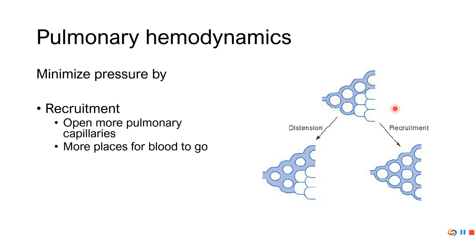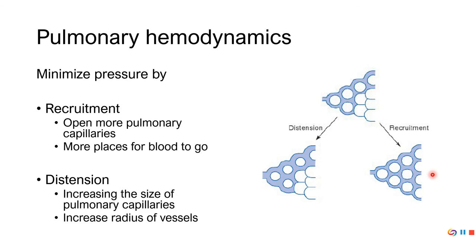Okay, so notice that at rest, we might not be recruiting all of our capillaries. We've got these capillaries kind of in the bottom right that aren't being used. Well, during exercise, we've got increased pressure, and that basically opens up these other vessels so we get more blood in there. And so if I have more places for the blood to go, I'm going to reduce the resistance. Okay, so there's going to be less pressure.